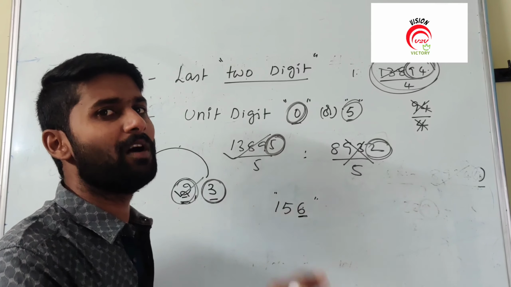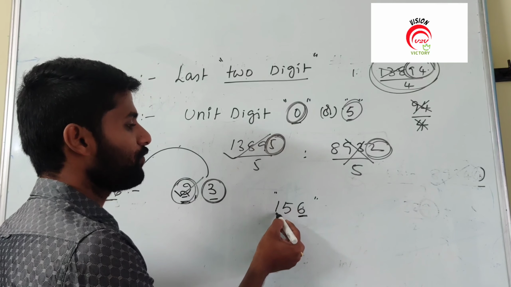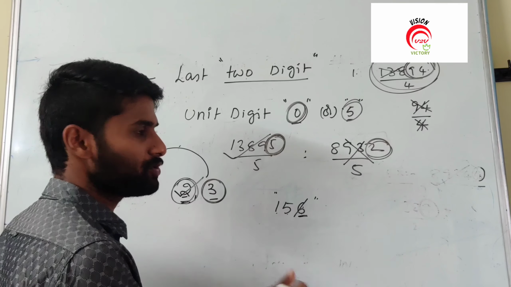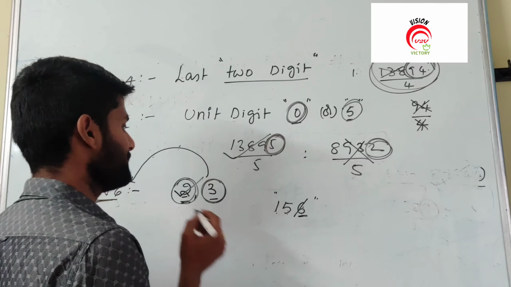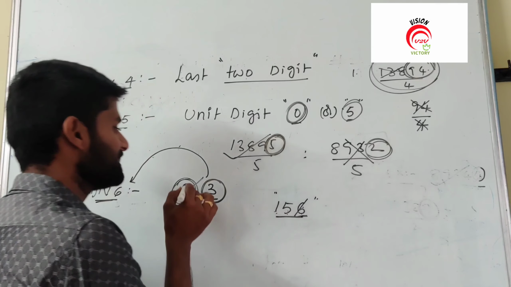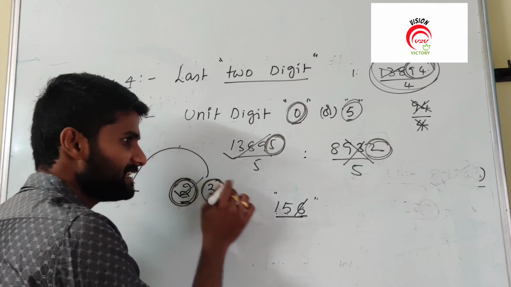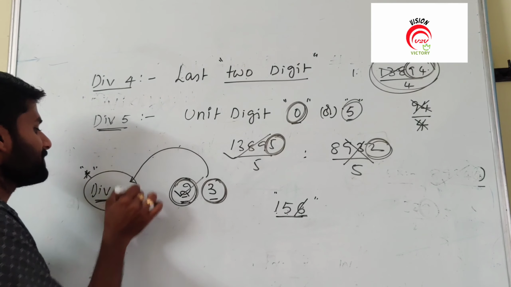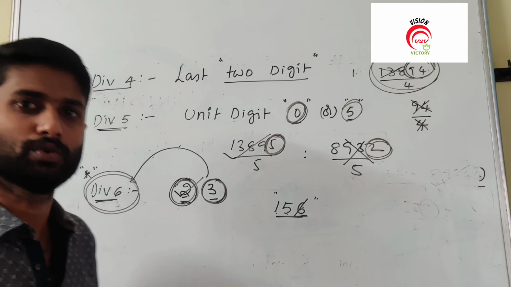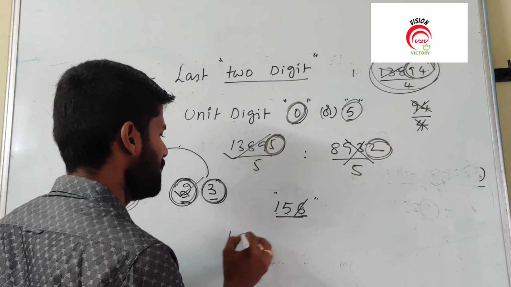Rule 3 says the sum of its digits. Sum of its digits means 1 plus 5 plus 6. 5 plus 1 is 6, and 6 is divisible by 3. This means this particular number is divisible by both 2 and 3. Definitely this number is also divisible by 6. That is what the rule says. We'll go to one more example.